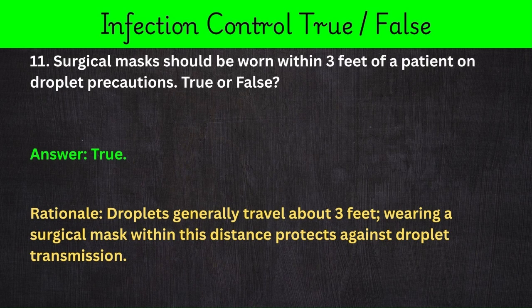11. Surgical masks should be worn within 3 feet of a patient on droplet precautions. True or false? Answer: true. Rationale: droplets generally travel about 3 feet. Wearing a surgical mask within this distance protects against droplet transmission.